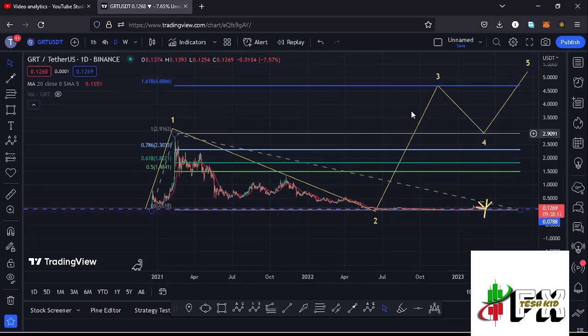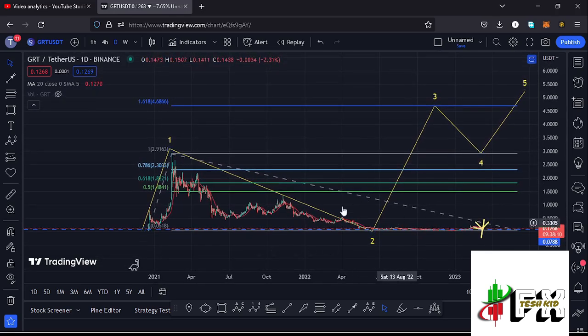And there are chances that soon we might continue gearing up on the long-term scenarios in the formation of this wave 3, where I have minimum target areas at the fib level 1.618, and that is at around the $4.6866 mark, and that is the minimum that we can expect GRT to do on the long-term scenarios. So let's be patient and see how that plays out, and I'll be keeping you updated.